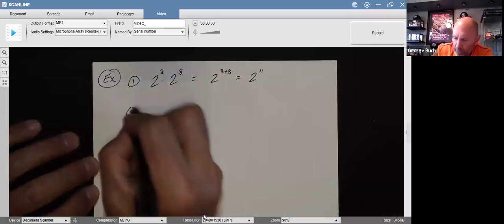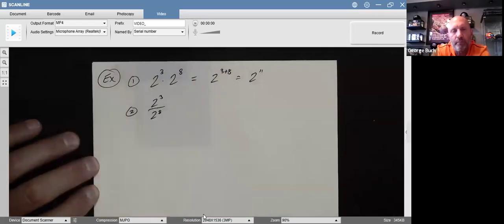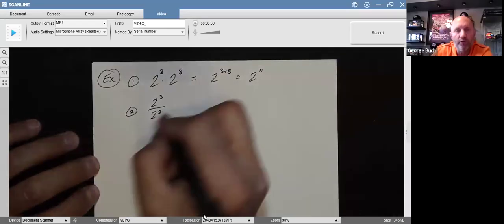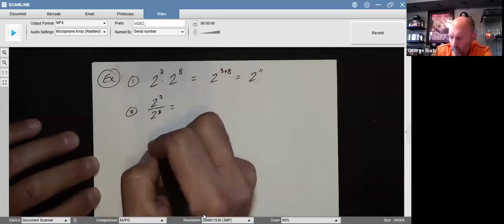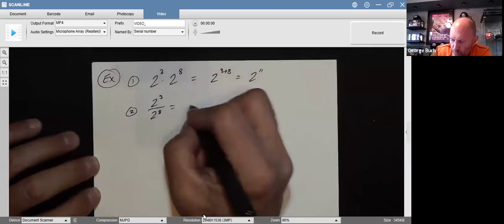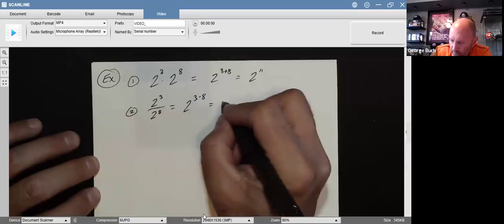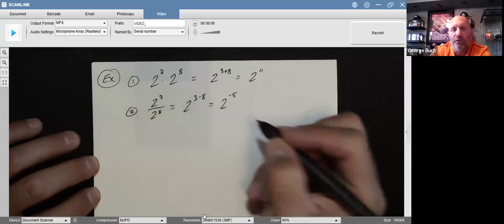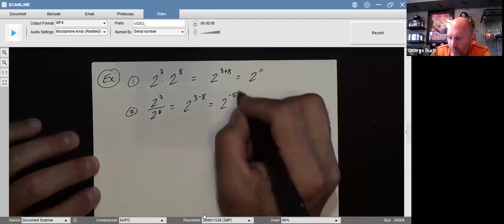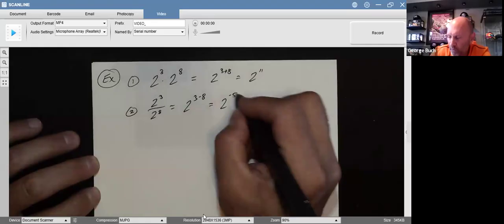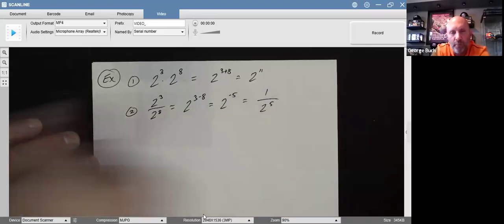What if I have 2 to the third over 2 to the 8th? Well, according to my exponent rules, my properties, when I'm dividing, I subtract, right? So 2 to the third minus 8. So 3 minus 8 is negative 5. But we do not want negative exponents. So how do I get 2 to the negative 5th power to have a positive exponent? I take it to the denominator. So 1 over 2 to the 5th power.